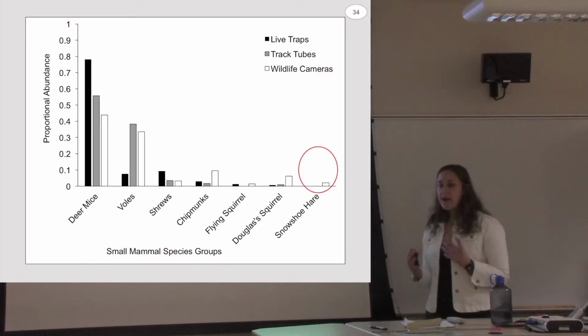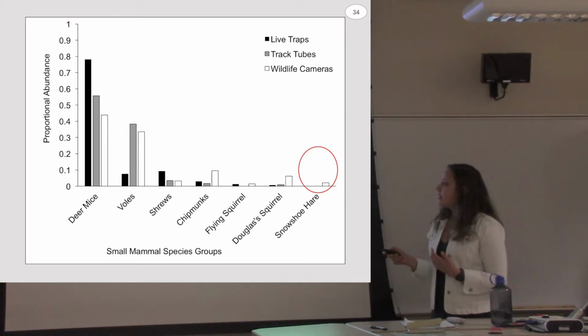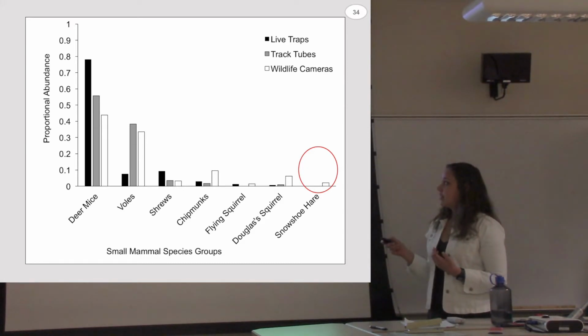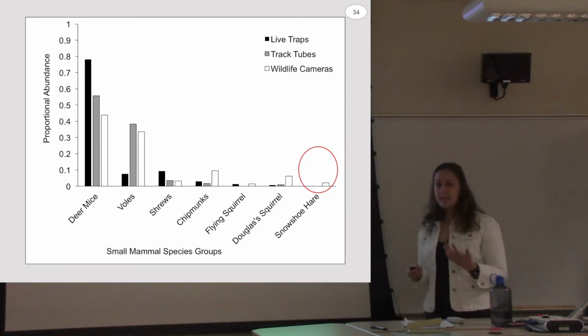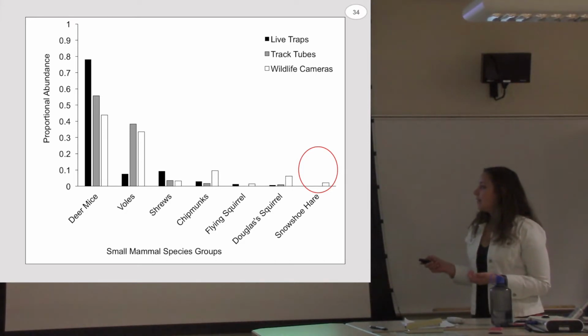So looking at comparing my method types, I want to briefly talk about how all 3 methods captured deer mice in highest abundance, with live trapping capturing significantly more. It appeared that live trapping seemed to underestimate the number of voles compared to my other methods, but it captured more shrews than the other methods.